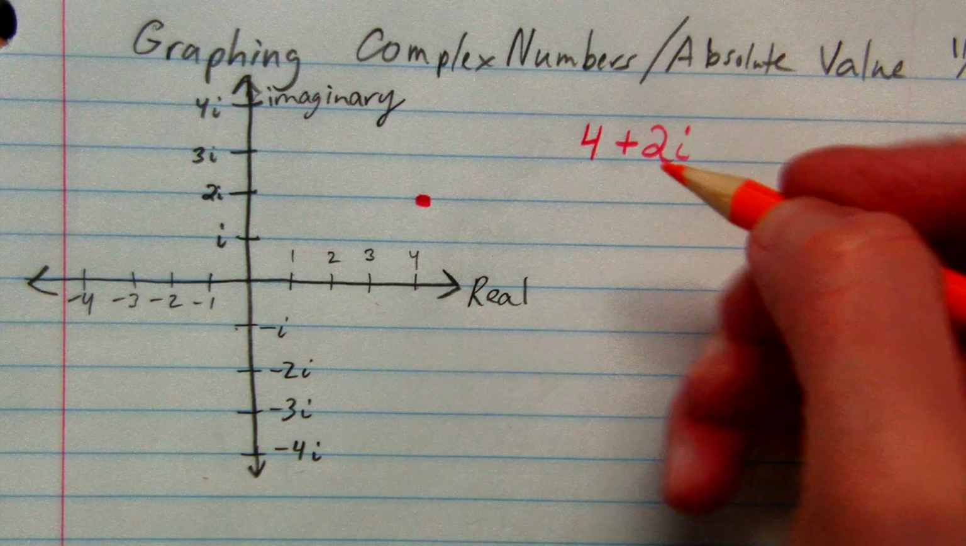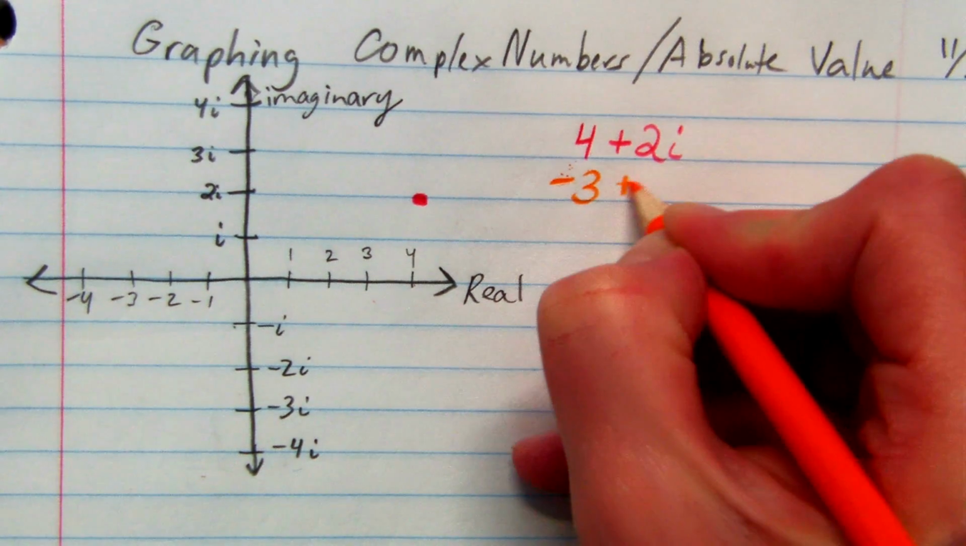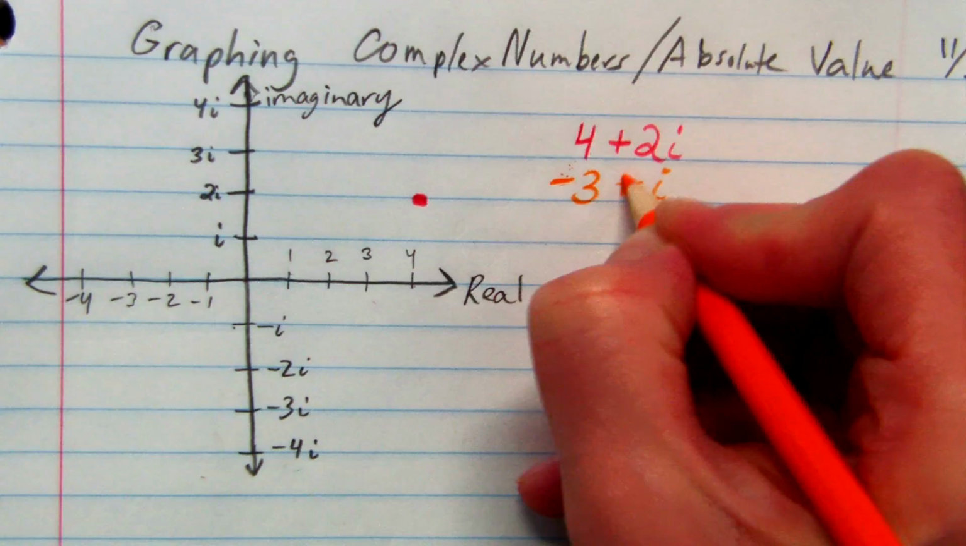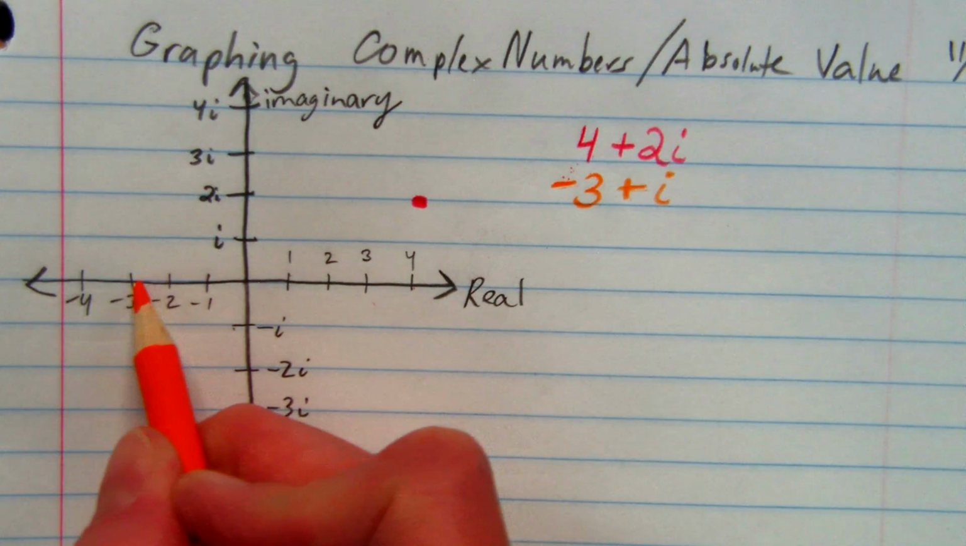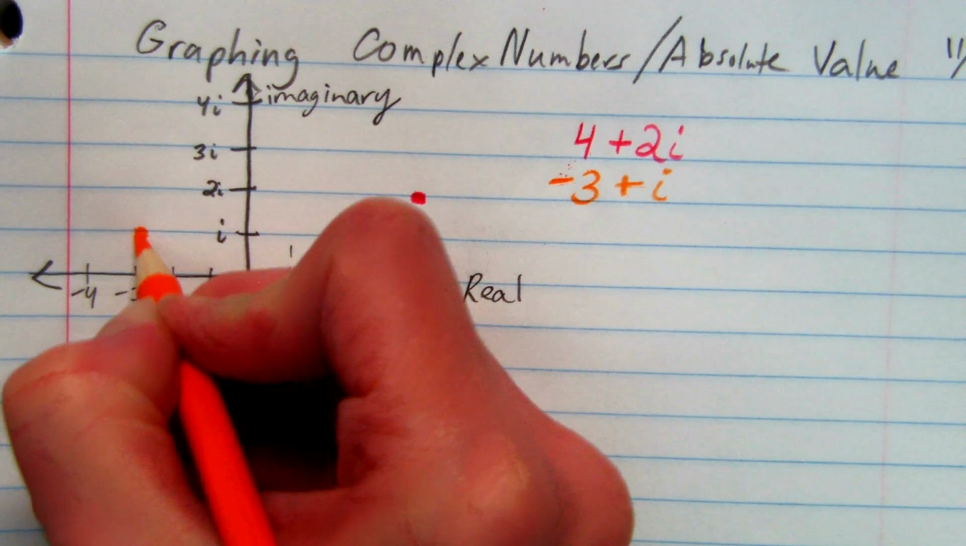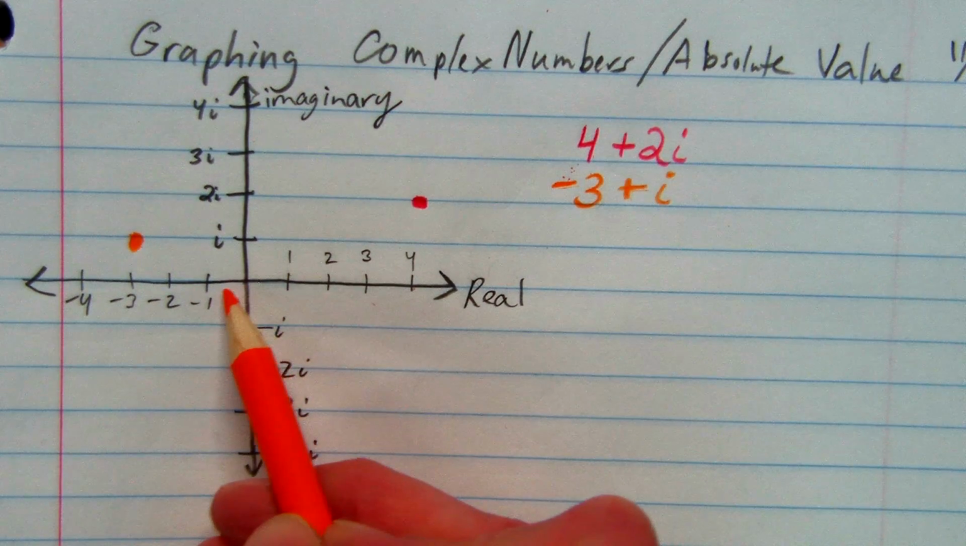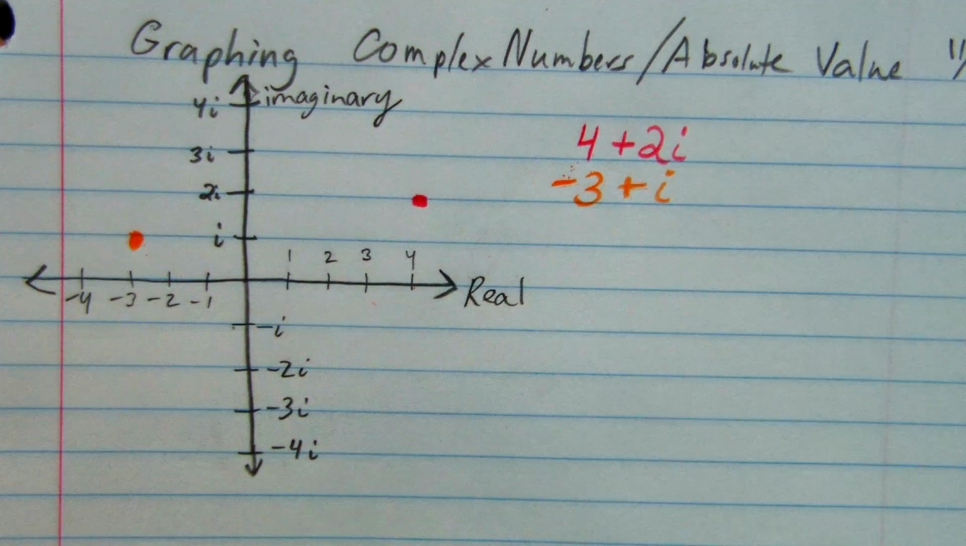All right, let's do another one. I'm going to use orange. So negative 3 plus i. So negative 3 means go left 3 on your real axis. And then i just means I'm going to go up 1 imaginary unit. And so there is negative 3 plus i right there.